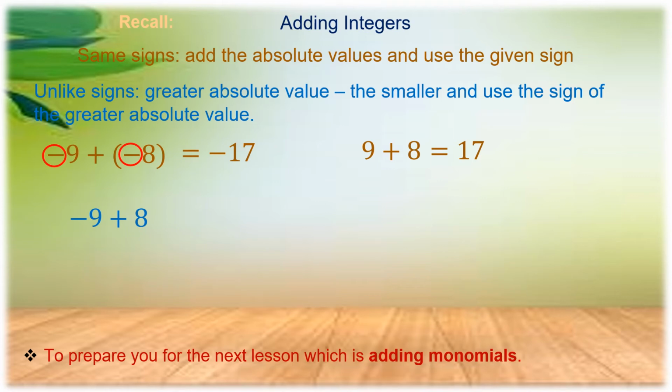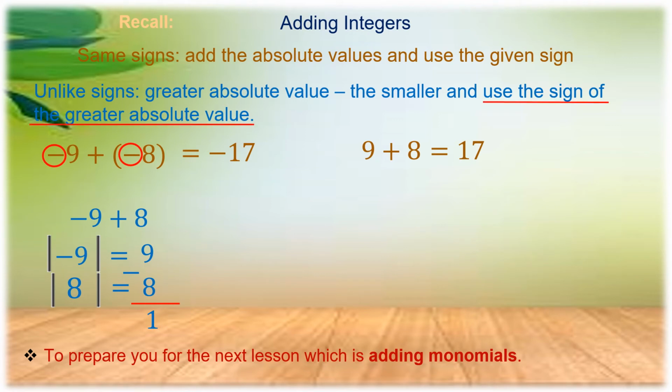Since they are unlike signs, we are going to get the absolute value of negative 9, which is equal to what? Correct, it is equal to 9. And what is the absolute value of 8? Correct, it is positive 8. Then we are going to subtract 9 minus 8. And 9 minus 8 is equal to what? Correct, it is equal to 1. Since negative 9 has the greater absolute value, we follow the sign of negative 9, which is the negative sign. So the final answer would be negative 1. So therefore, negative 9 plus 8 is equal to negative 1.